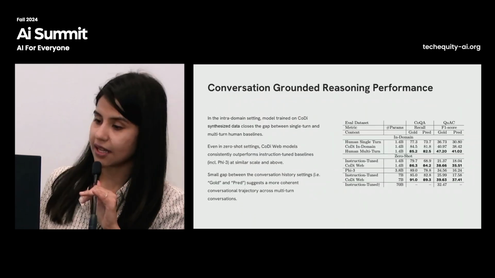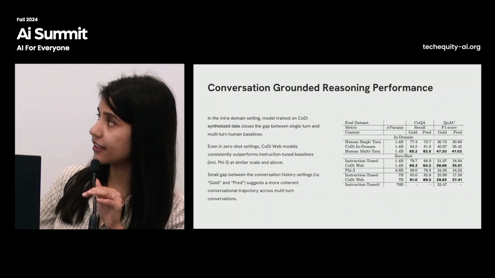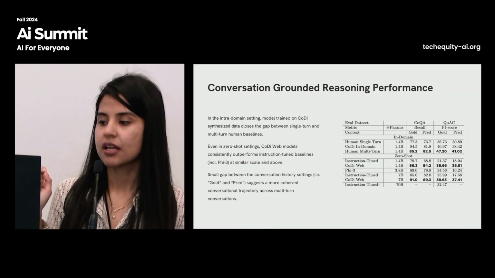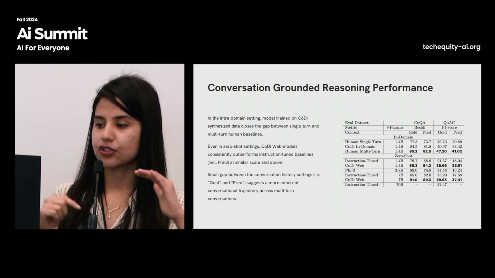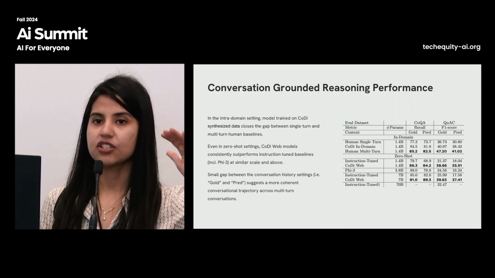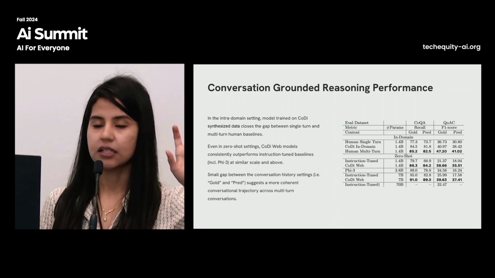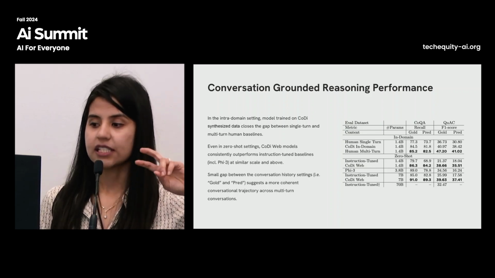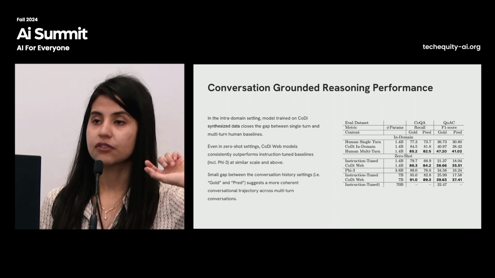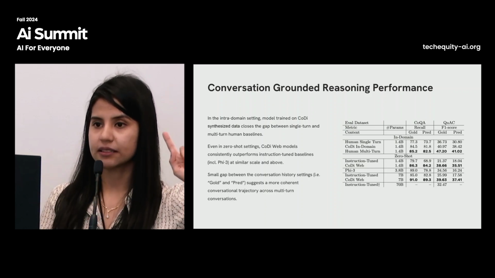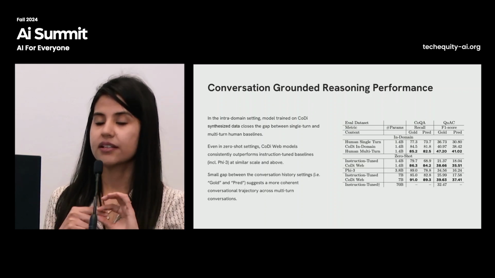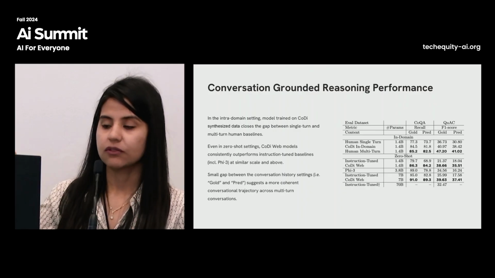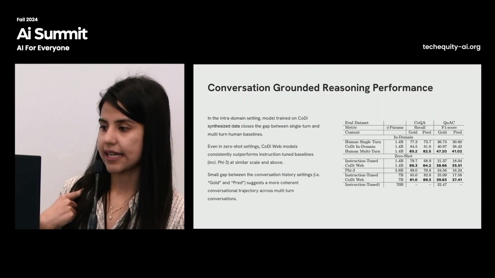This is how the results look. To explain it further, if you look at the in-domain section, what it means is, if you see the human singleton, that means we used essentially the same LLM, but just trained it on the first turn. Whereas the human multi-turn is, we used all the multi-turn question-answer pairs and trained the Llama 2 model on that. And CoDi is the one which we trained on our generated data set.